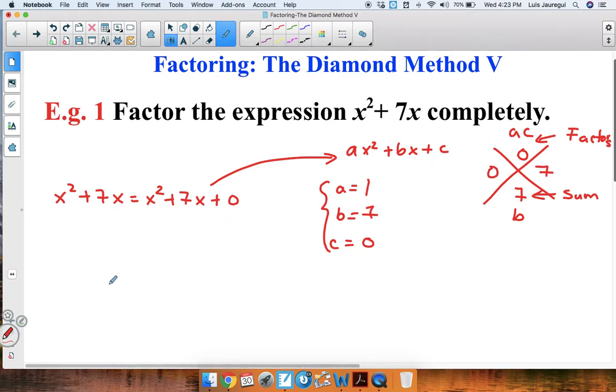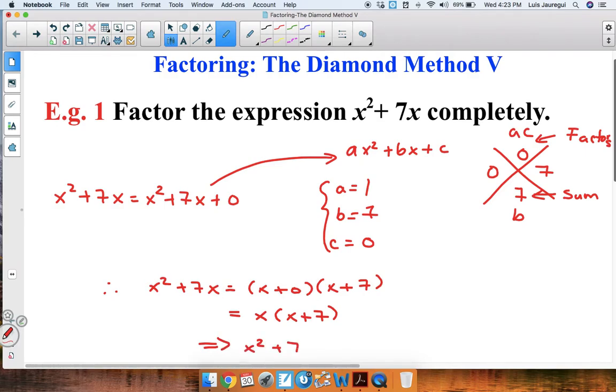So we can say the following. Therefore, x squared plus 7x is equal to x plus 0 times x plus 7. But x plus 0 is the same as x, so this is just x times x plus 7. And we can conclude that x squared plus 7x is equal to x times x plus 7, just as you would conclude if you used the GCF method.